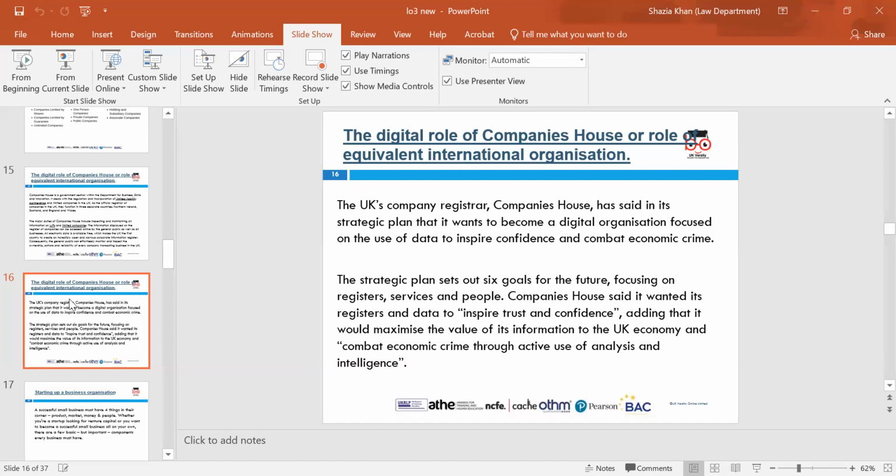So they want to put a strategic plan in place that tries to focus on combating any sort of economic crime through intelligence and analysis, and to try and prevent this kind of stuff.